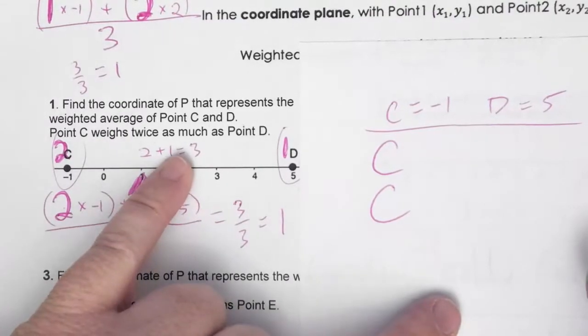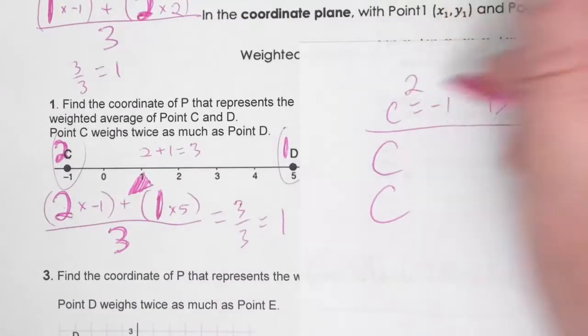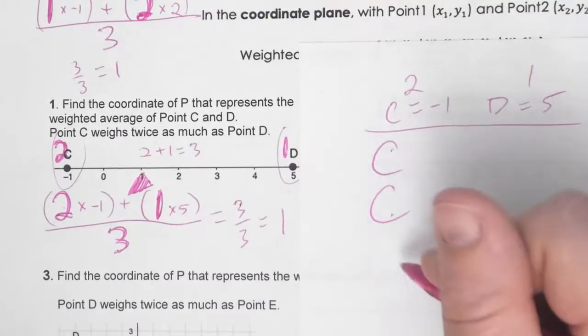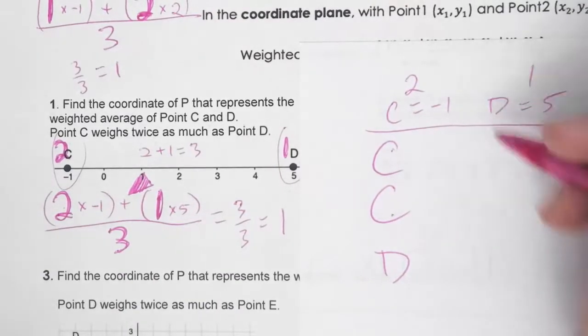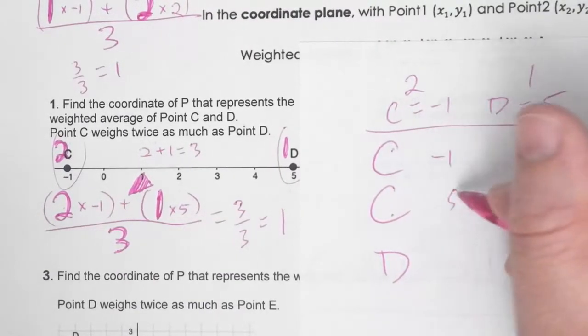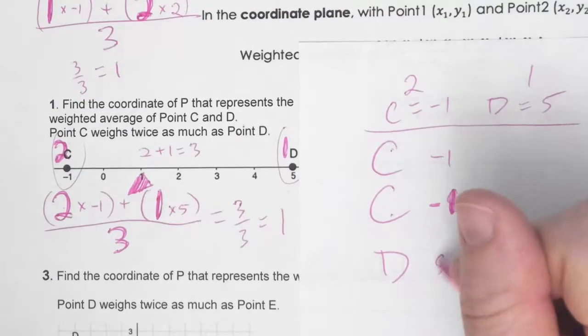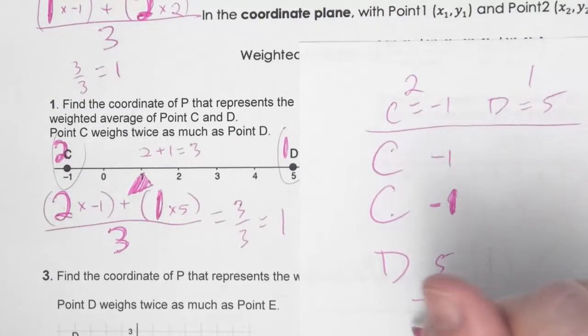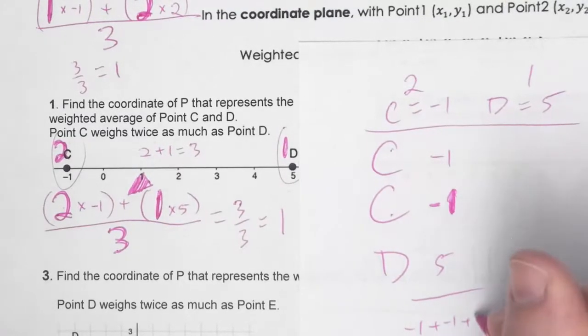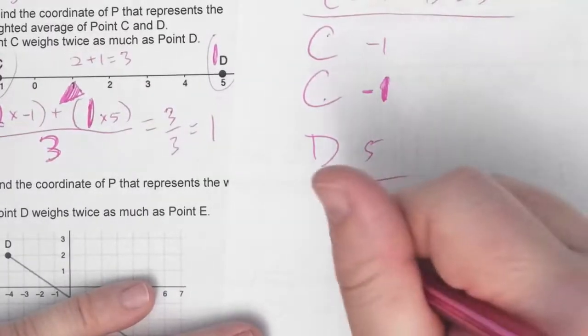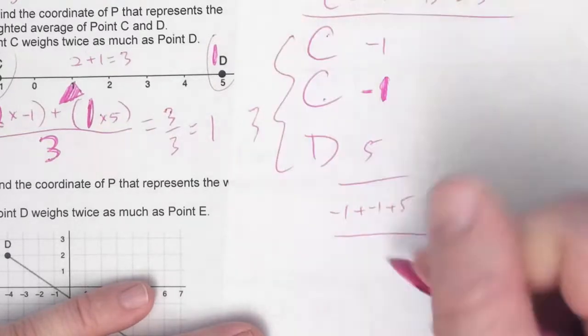All right, so there were 2 C's and 1 D, right? So 2 C's, 1 D. Now what was C? C was -1, D was 5, C was -1, so C -1 again, and D was 5. All you have to do is add those together. So -1 plus -1 plus 5.